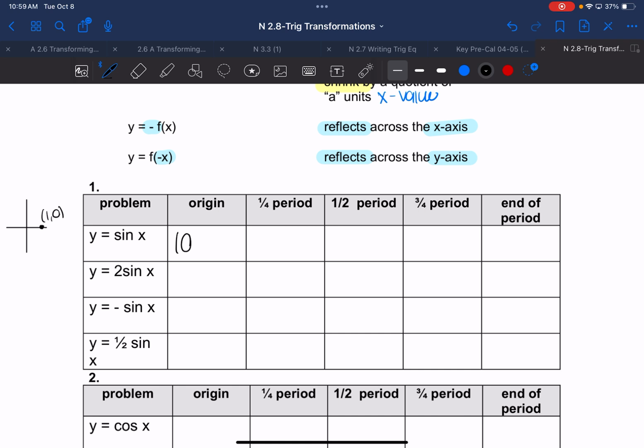And sine is the number of fingers to the right. Either way, how many fingers are to the right? 0, okay? And here, my y value is also 0. So either way, my outcome is 0.